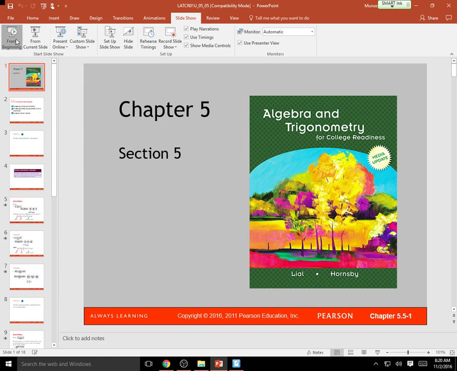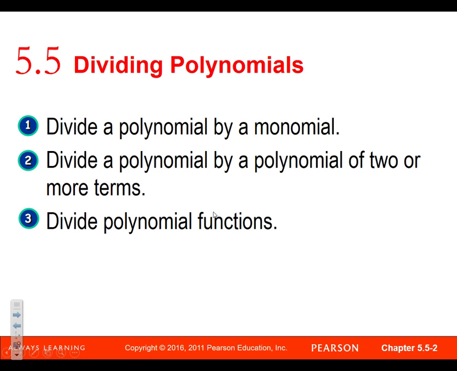Alright, so let's get started with chapter 5. Chapter 5 is dividing polynomials, and there are only 3 objectives. First objective, divide a polynomial by a monomial. That's really simple to do, we're not going to have to go into long division for that. Second is to divide a polynomial by a polynomial of 2 or more terms. And finally, we're going to divide polynomial functions.